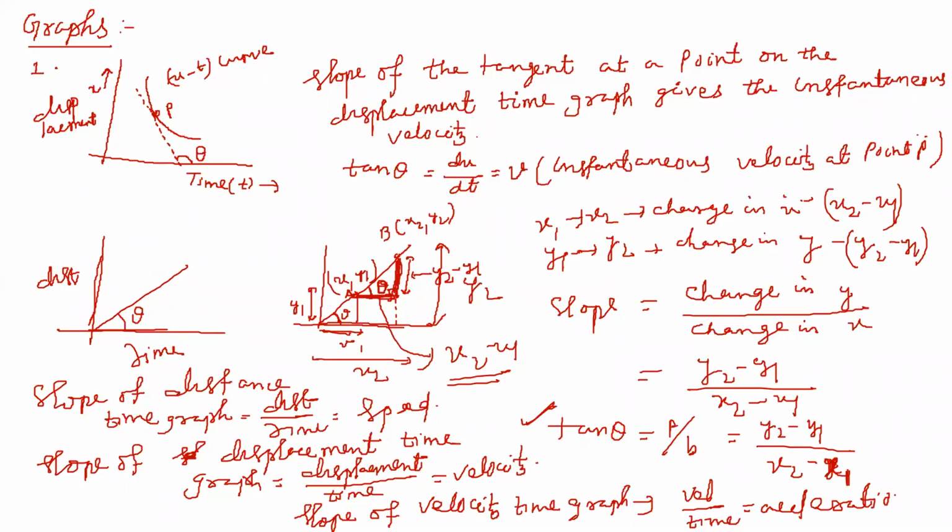So if I want to find the slope of any curve at a point, or the instantaneous velocity, I have to draw a tangent at that point. The tangent makes an angle theta with the positive x-axis. If I take tan theta, that will be the slope.